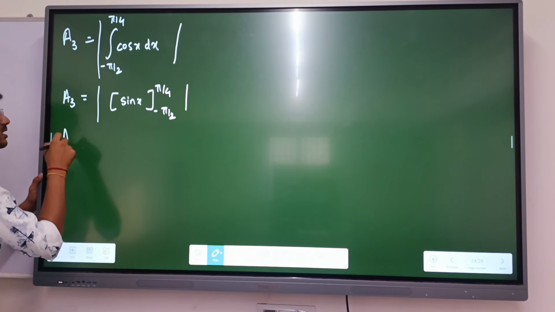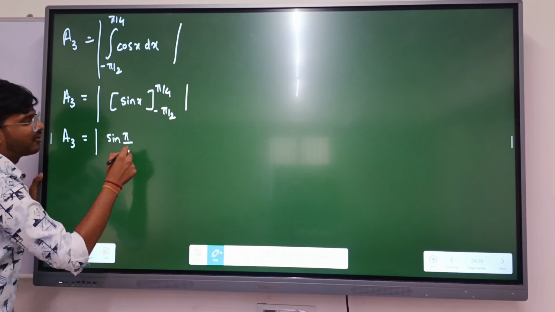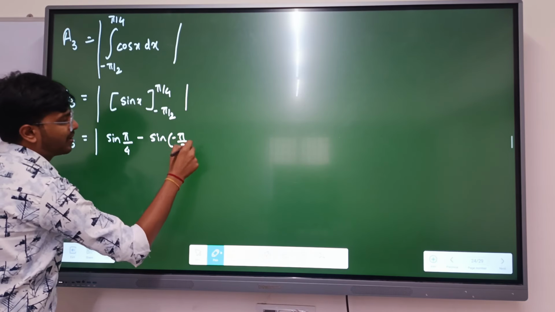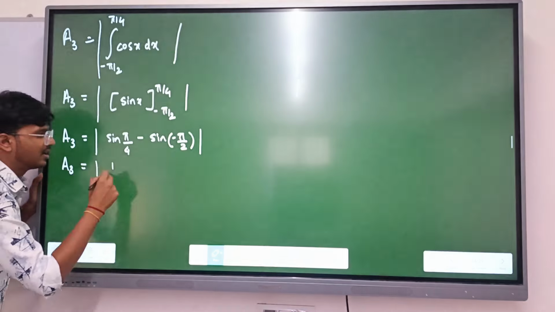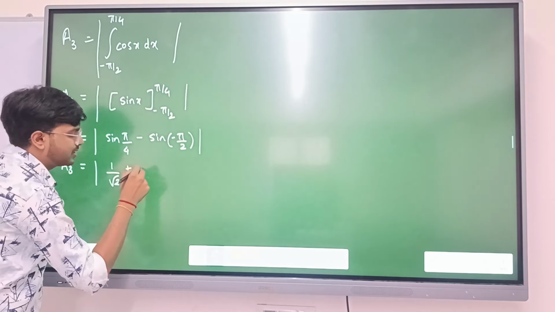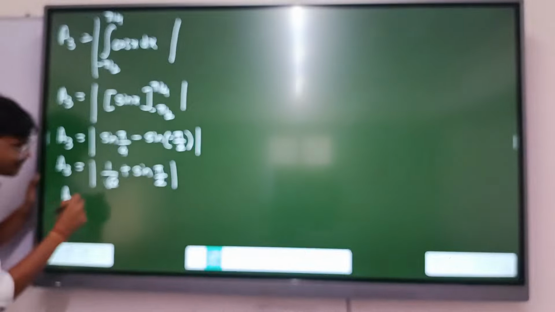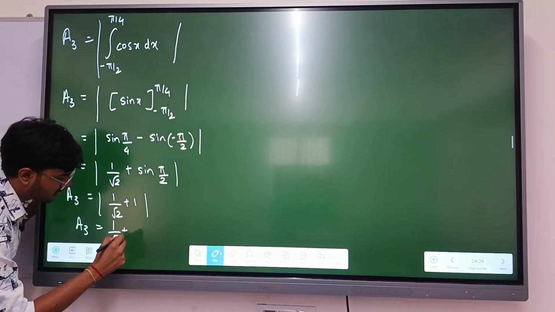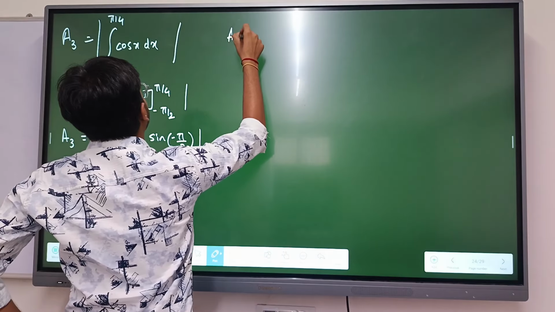So A3 would be, let's substitute the values, sin pi by 4 minus sin of minus pi by 2. This minus will come outside, so A3 would be the mod of 1 by root 2 minus minus, plus sin pi by 2. So A3 would be 1 by root 2 plus 1. Both of them are positive, so A3 I can directly write as 1 by root 2 plus 1. This is A3. And finally, what was A4?